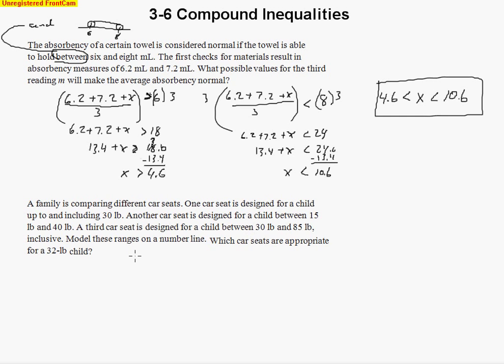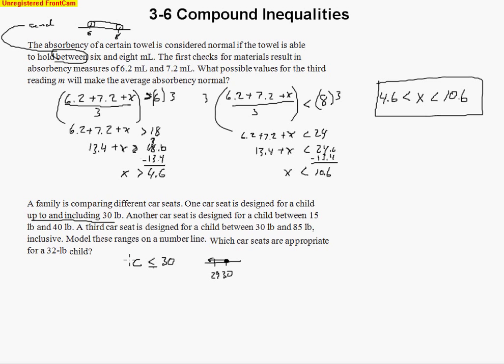Let's take a look at the last one here. It says a family is comparing different car seats. One car seat is designed for a child up to and including 30 pounds. So we'll say the car seat is up to, which means not bigger than 30, but less than 30, but equal to. So that would just end up looking like this. Here's 30, here's 29, and so it includes that number, but it is smaller.